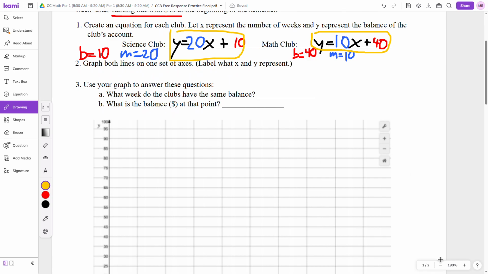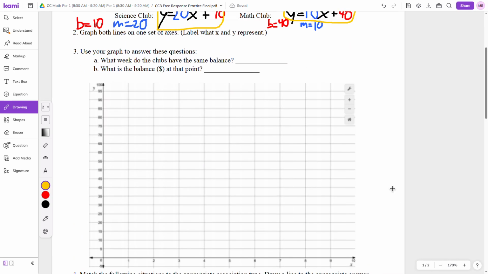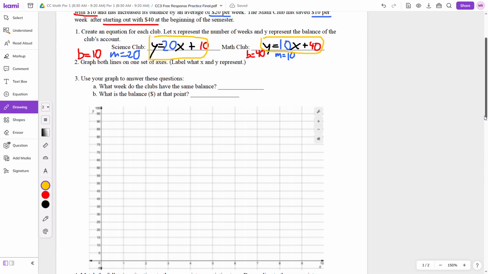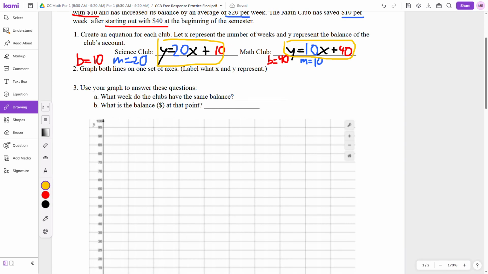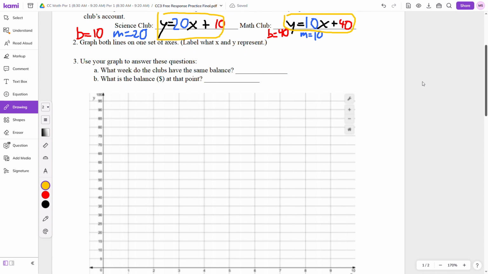All right, and now they want us to graph this. So let's have a look at the graph. Let me try to zoom properly so I can see it all. Maybe I can zoom in one more. Hopefully that'll work out. Okay, sounds good. Let's see if we can label this.